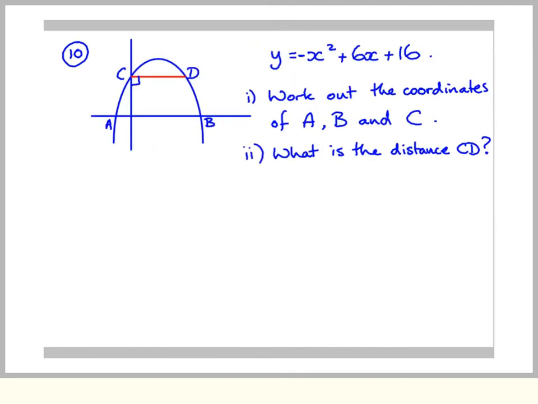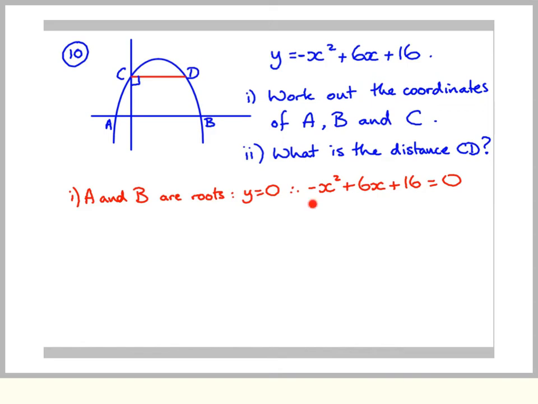Right, quadratics. Here I'm going to ask you to work out the three coordinates A, B, C and not D. Leave that one for the distance CD. Right, so A and B, they're roots. So the roots y equals 0. That means that this equation equals 0, the height is 0.